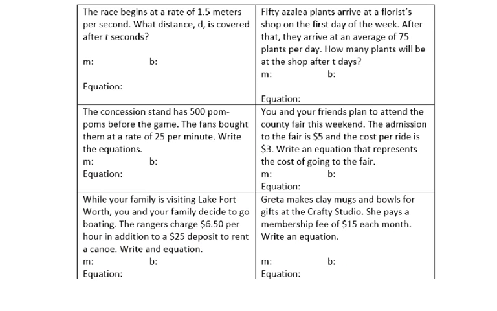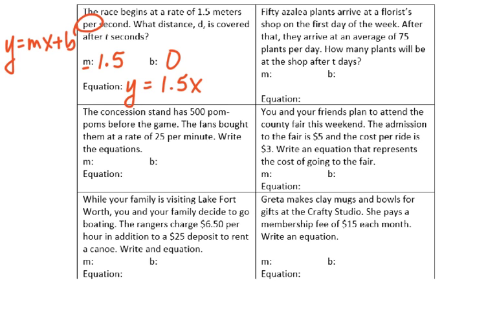So up at the top here, the race begins at a rate of 1.5 meters per second. What distance, d, is covered after t seconds? So we've got this word per, and per represents slope. So our m, or our slope, would be 1.5. And so there is no starting time or starting amount. So our y-intercept would be 0. So we would write this equation, y equals 1.5x. And so just for reminders, linear equations are y equals mx plus b.